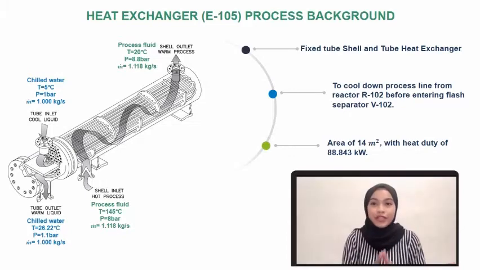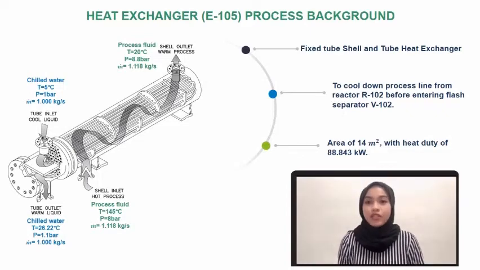As for heat exchanger E105, it is a fixed tube shell and tube heat exchanger used to cool down process fluid from reactor 2, R102, before entering vessel 102, flash separator 2. The heat transfer fluid used for this heat exchanger is chill water. This is because we want to cool down the process fluid from 145 degrees C to 20 degrees C. And one benefit of chill water is that it is cheaper than refrigerant.